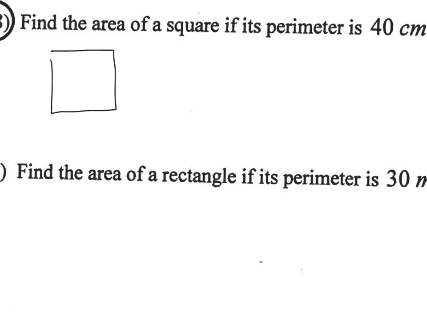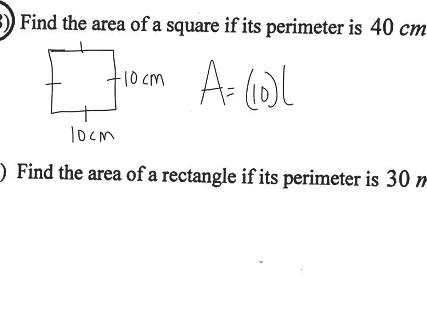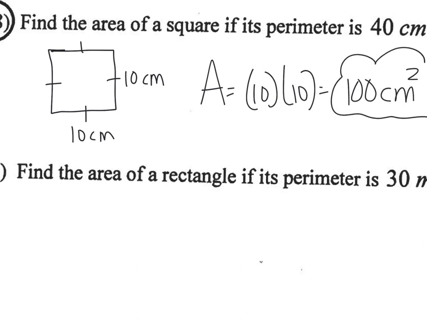Here's the square. All four sides are equal. Perimeter is 40. That means all four sides add up to 40. Divide 40 by 4 and you get 10 centimeters for each side. All you need to do is find the area, and the area is your 10 centimeters times your 10 centimeters, which is 100 centimeters squared. Piece of cake.